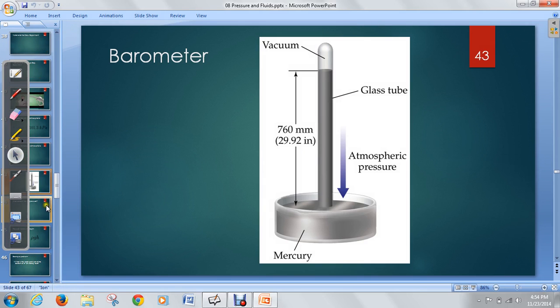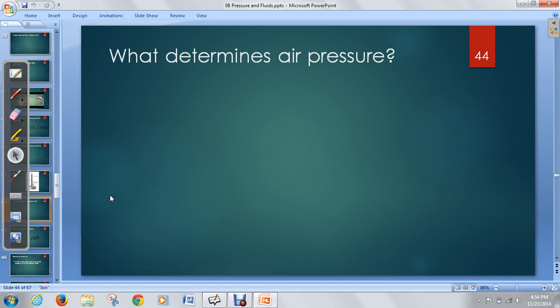Let's go on to fluid pressure, or what determines air pressure. Again, air is a fluid, so it exerts a pressure, just like any other fluid. We want to look at how, in general terms, any type of fluid exerts a pressure, not just air, but water or oil or other liquids or gases. And we want to be able to calculate this.